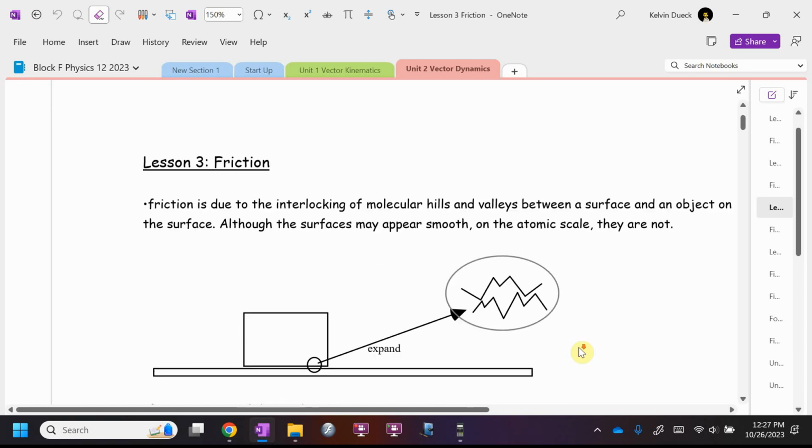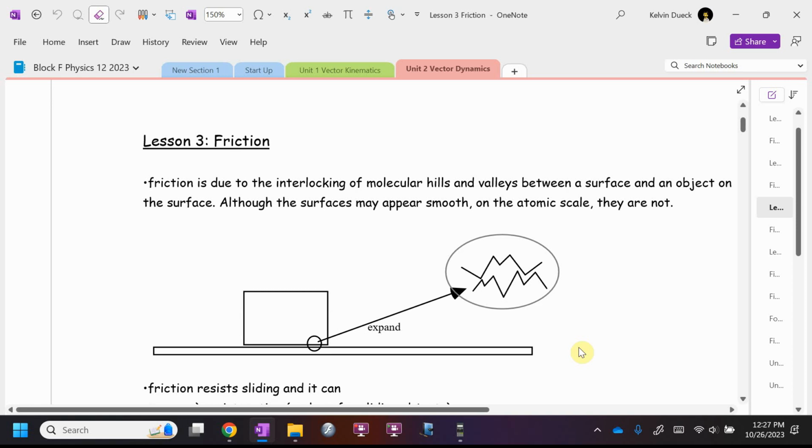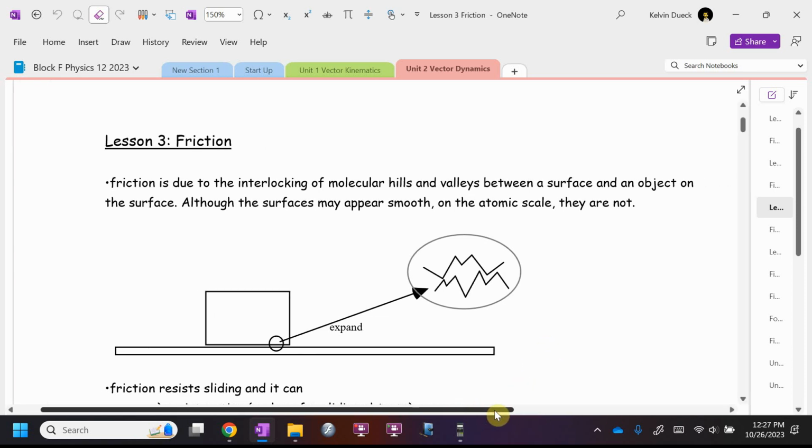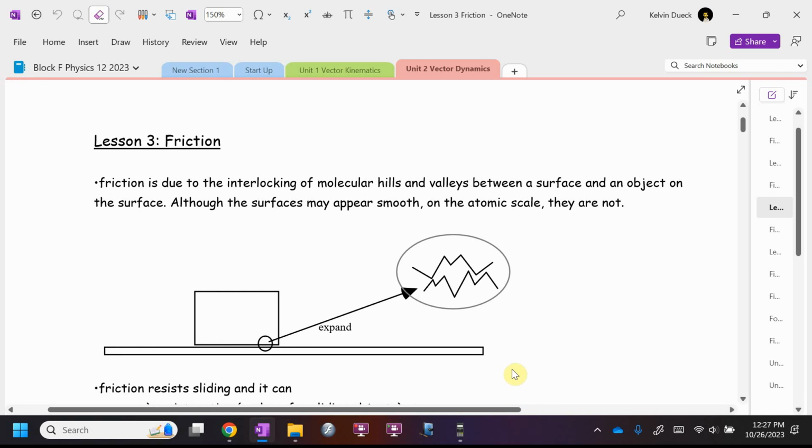Friction. What is friction? Friction is due to the interlocking of molecular hills and valleys between a surface and an object on the surface. When two objects slide past each other, if you zoom in, even though they feel smooth, on the atomic scale, they're much more like that. This is one theory of friction. There's still, as far as I know, some debate as to exactly what's going on, because to zoom in that small, on atoms and molecules, is really tough. It's much tougher to predict what's going on.